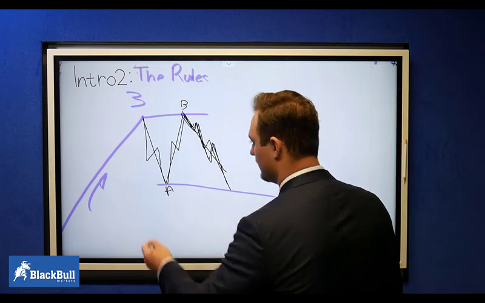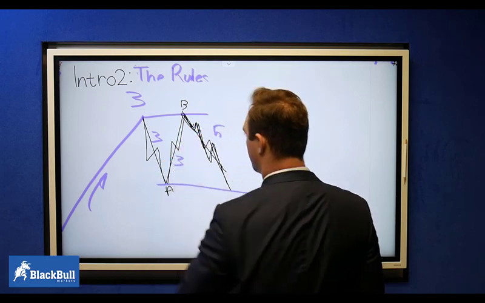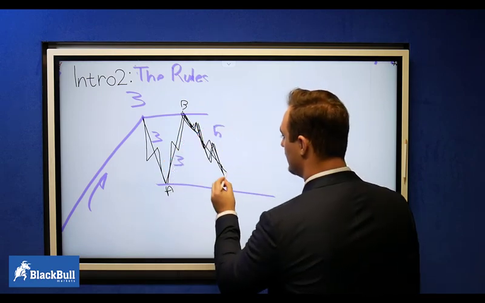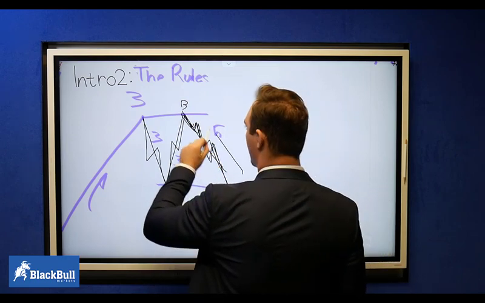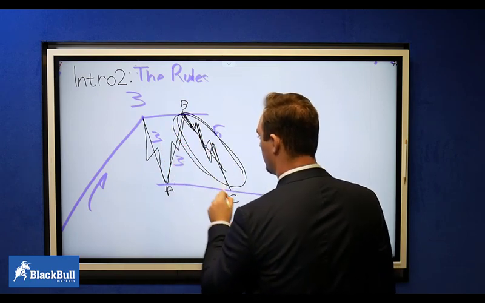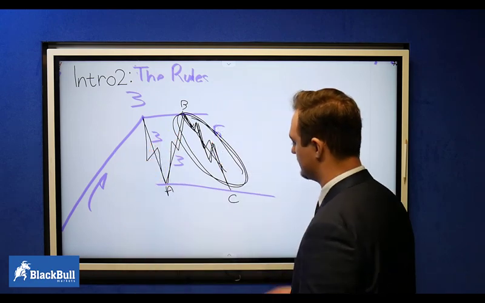Okay, these are the rules. So this must be a 3 wave, this must be a 3 wave, and this has to be a 5 wave structure. This is why wave C for us in a corrective wave, except for a triangle, is the wave we want to be trading if we want to trade on the smaller time frames, all right? So this is the wave we're going to be trading.